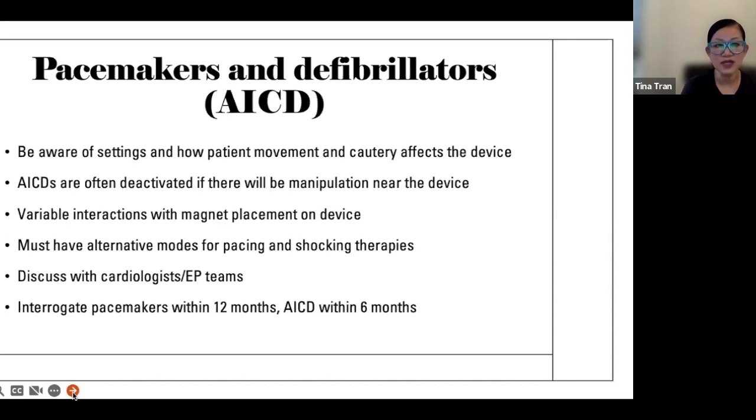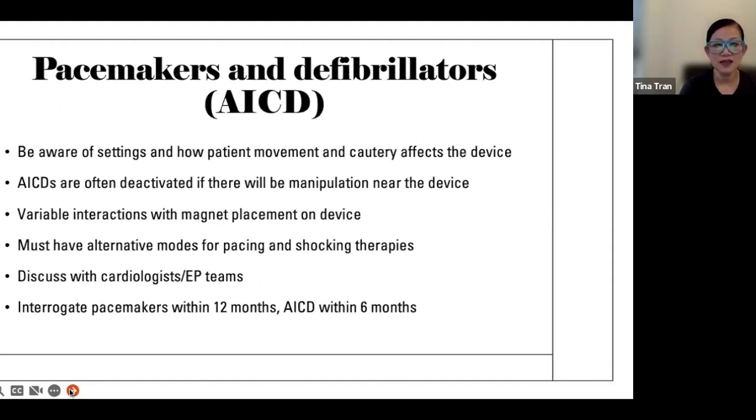Pacemakers and defibrillators, be aware of the settings and how patient movement and cautery affect the device. This can be movement when you give the patient succinylcholine, the patient can have those fasciculations, and that can affect the patient's AICD or pacemaker.